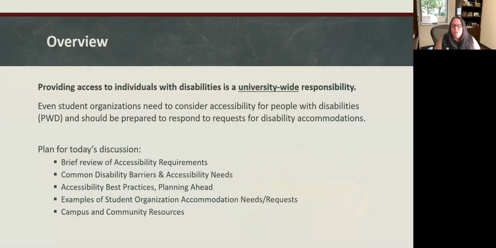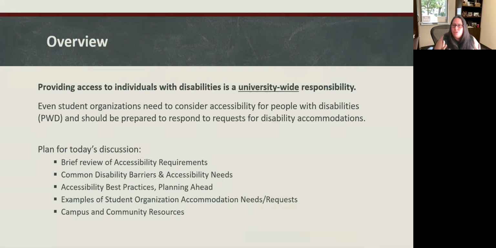Just to consider accessibility, and we talk about this in our office with disability resources all the time. Accessibility is not a disability resources responsibility. It's a university-wide responsibility. Everybody who is in the community has some role to make sure that our campus and our activities and our programs are accessible. And if they're a recognized student organization, there's definitely that expectation that they will do that same thing like we expect of our offices and faculty.